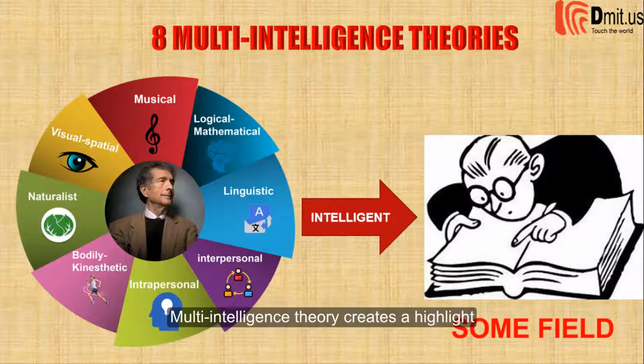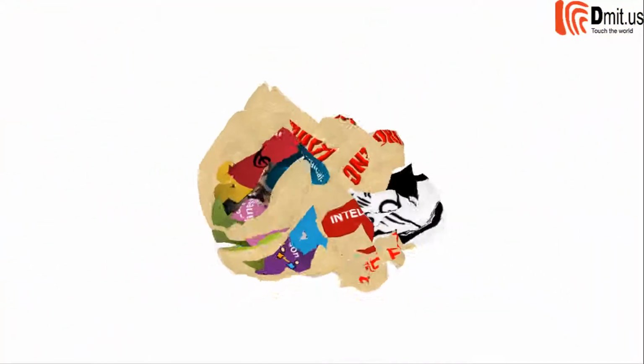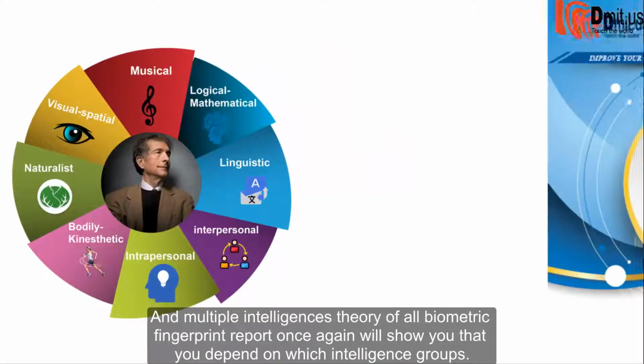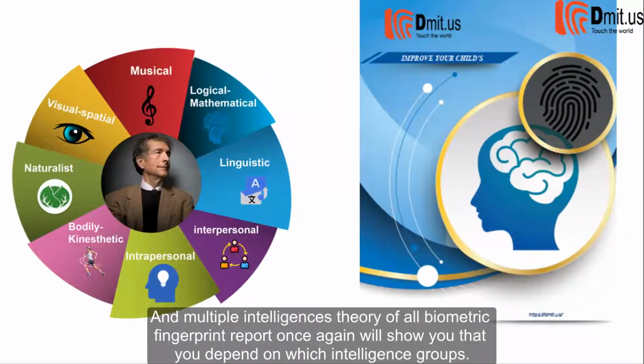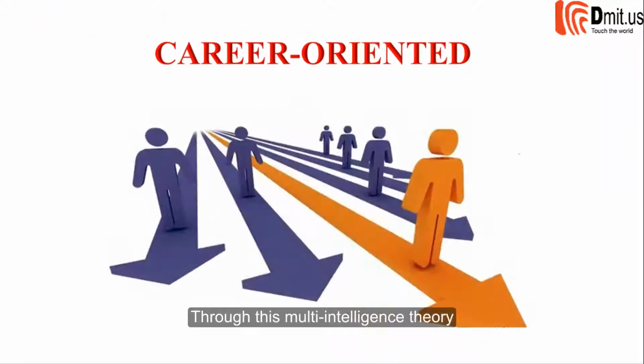Multi-intelligence theory creates a highlight, a major reform in education, in that people will have more potential and everyone is good at one area. And the multiple intelligences theory in the biometric fingerprint report once again will show you which intelligence groups you depend on. Through this multi-intelligence theory, we can be career-oriented.